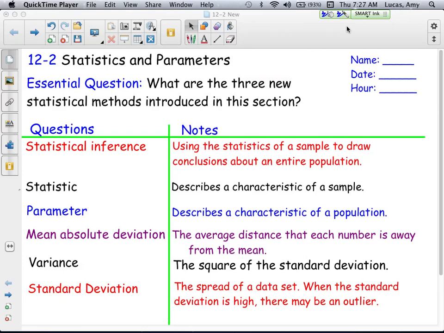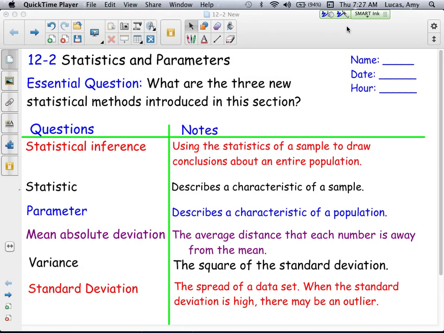Our first vocab word for today is statistical inference. You may recognize the word inference from language arts classes. The definition in statistics is very similar. It's when you use the statistics of a sample to draw conclusions about an entire population. So an inference is when you draw conclusions. We're going to use statistics from a sample, which is a small group, a part of a population, and we are going to use those to make conclusions about the entire population.